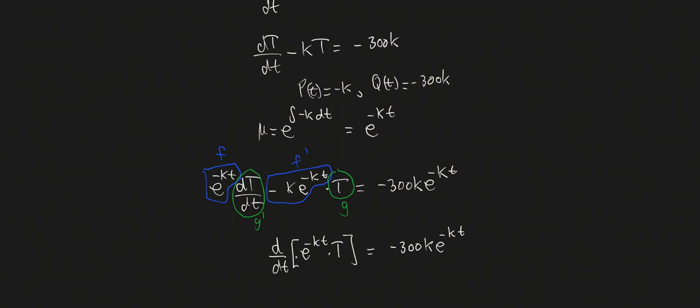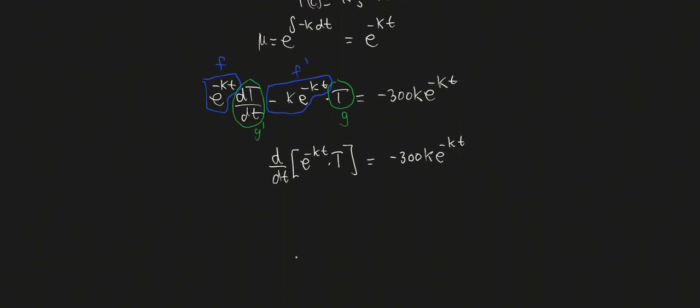Then, since we're solving for big T, let's go ahead and take the antiderivative of both sides. So I'll get that e to the negative kt times T is the integral of negative 300k e to the negative kt with respect to t. Now remember, k is being treated as a constant. So as far as where we have constants in this expression, this is a constant, and obviously that is a constant. So don't overcomplicate this integral.